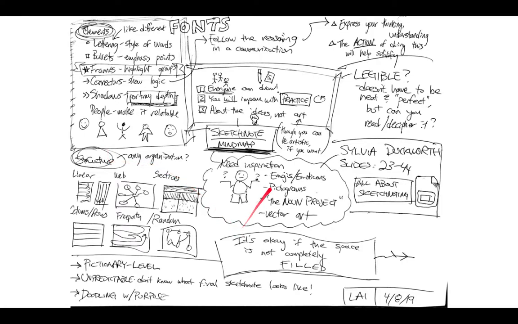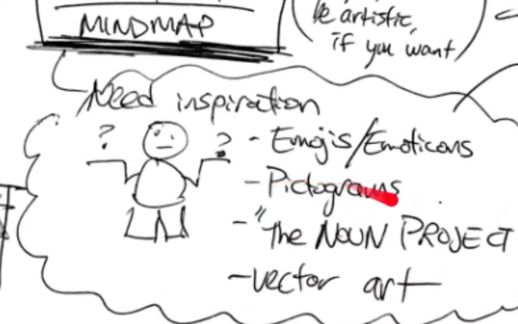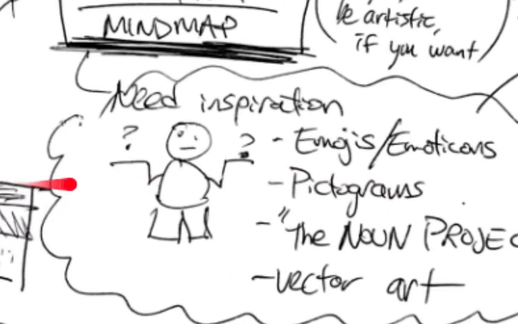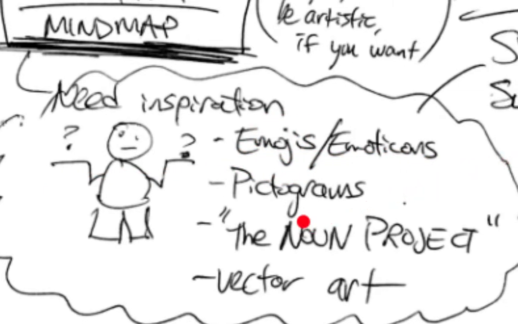Oh, and how could I forget? What if you need inspiration? All right, a good place to start are emojis or emoticons, very common in our day-to-day communication now. Pictograms, the best example is the Olympic Games. Every time there's a new Olympic Games, they design, in a certain style, a pictograph of each sport. The Noun Project is an excellent Creative Commons, kind of like open source resource where you have really simple drawings of everyday objects.